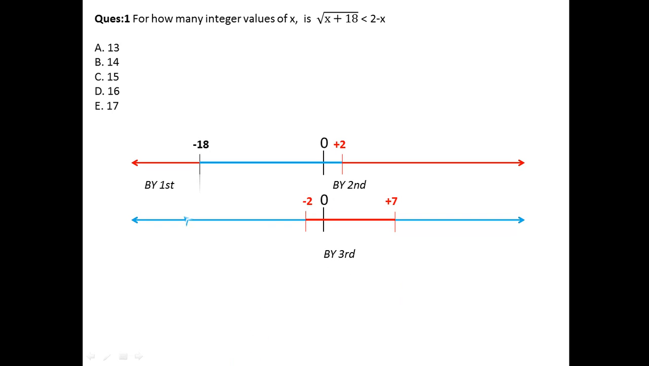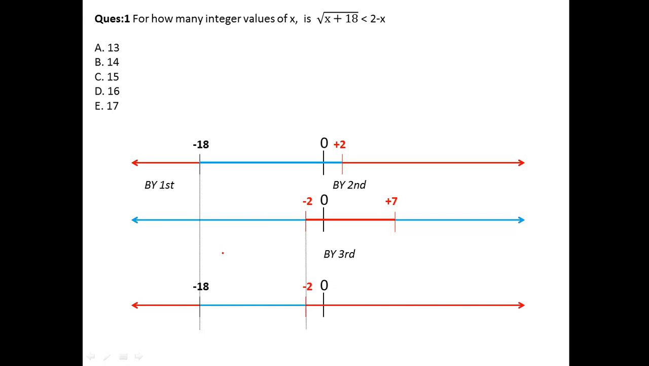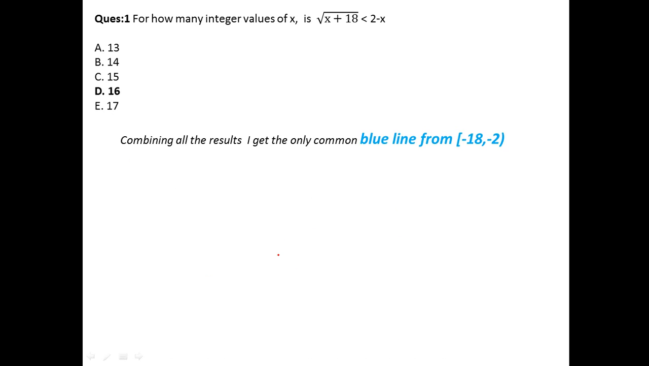Now let us combine first, second and third. The only common blue region I am getting is minus 18 to minus 2, in which I include minus 18 but not minus 2. So combining all the results I get only the blue line minus 18 to minus 2, minus 18 close bracket and 2 open bracket. So these account for 16 integers. So the right answer to this question is D, that is 16.